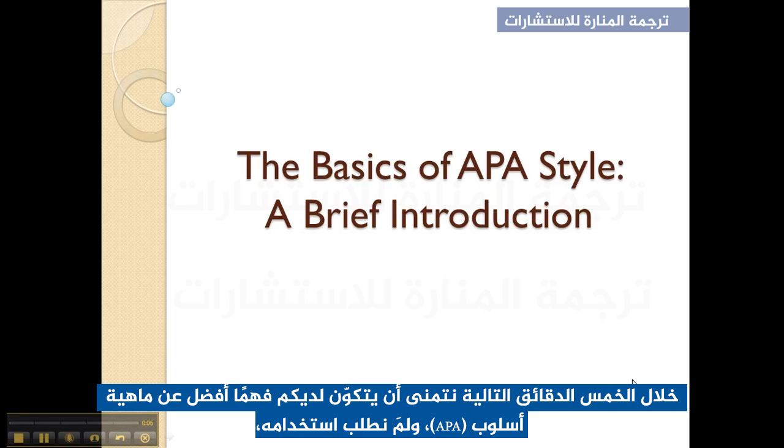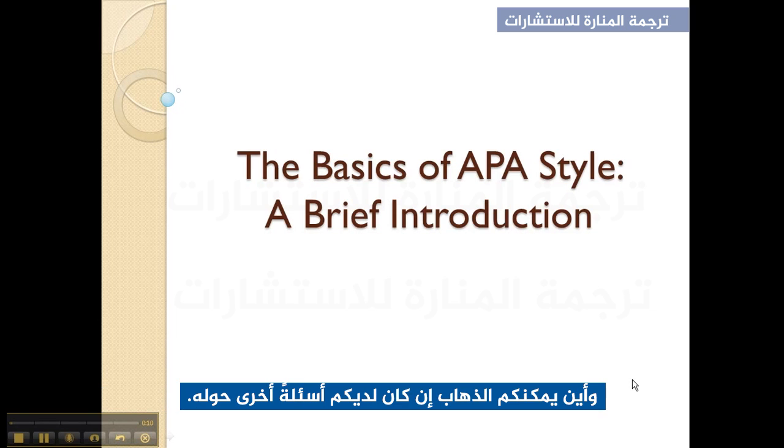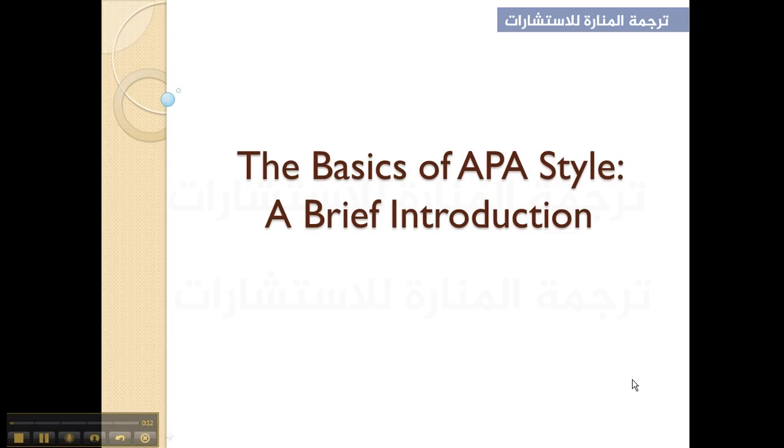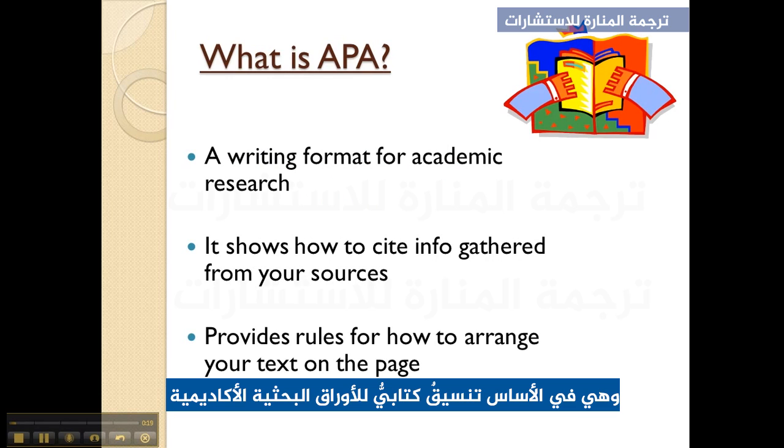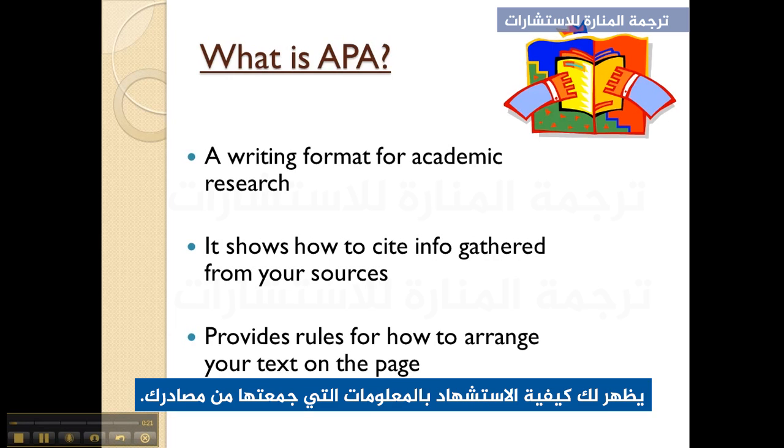In the next 5 minutes, we hope you will have a better understanding of what APA is, why we ask you to use it, and where you can go if you have further questions about it. So what is APA? APA stands for American Psychological Association. It's basically a writing format for academic research papers. It shows you how to cite info that you've gathered from your sources.